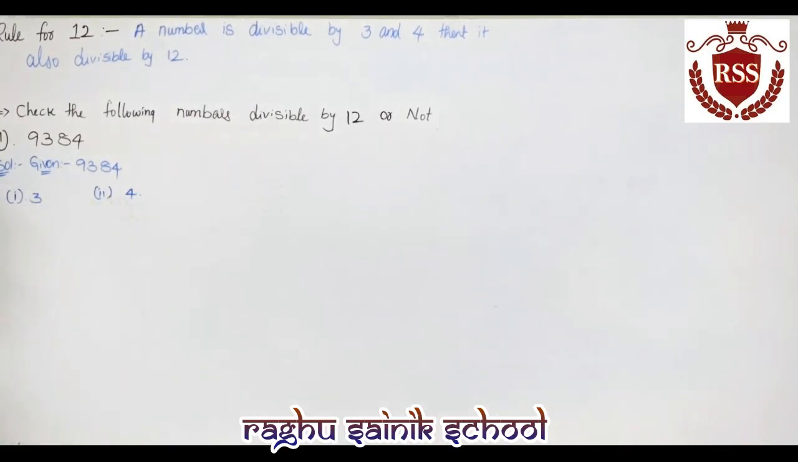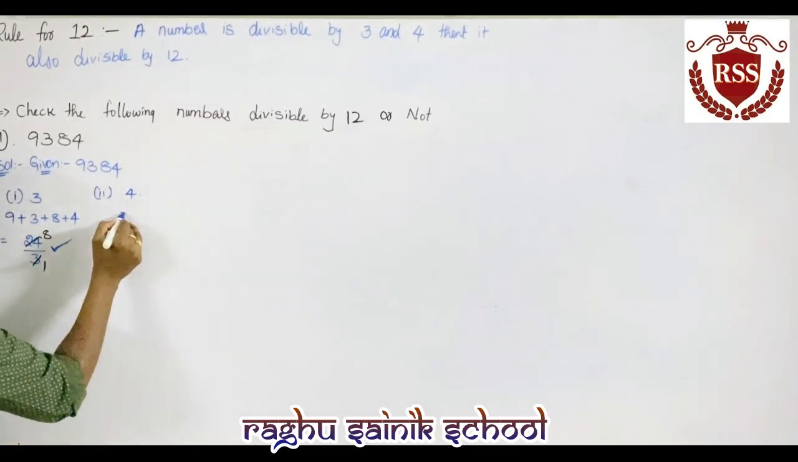What is the divisibility of 3? The sum of all the digits, which means 9 plus 3 plus 8 plus 4, must be divisible by 3. What is the sum? 9 plus 3 is 12. 12 plus 8 is 20. 20 plus 4 is 24. Is 24 divisible by 3 or not? Yes, 24 is divisible by 3, because 3 eights are 24. It is completely divided by 3, right? So it is divisible by 3.